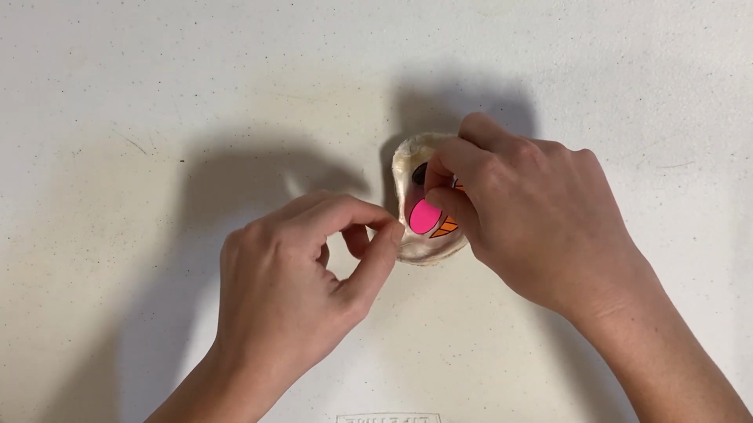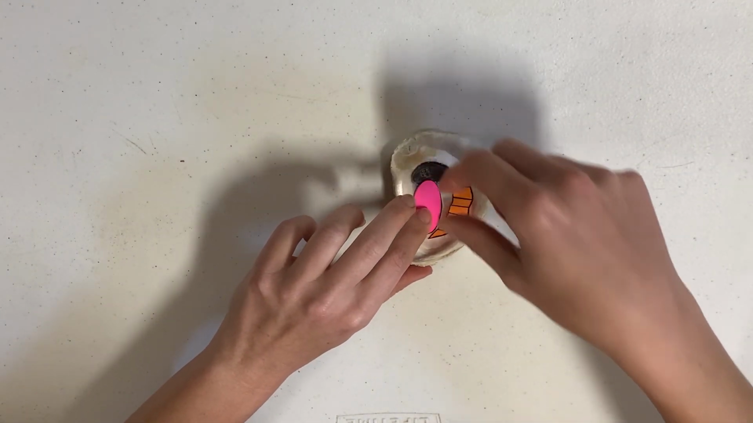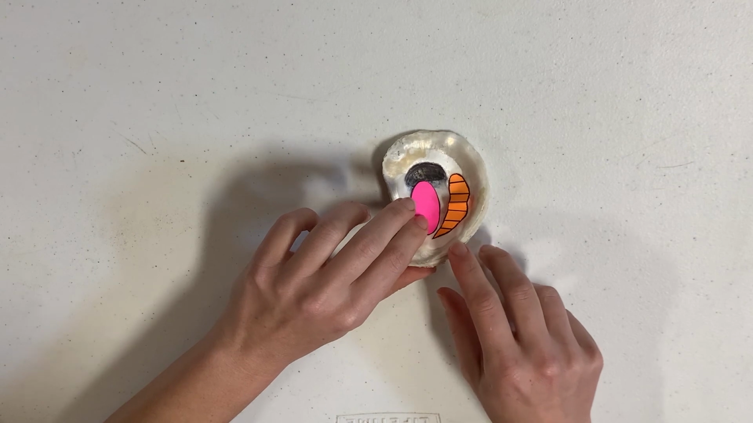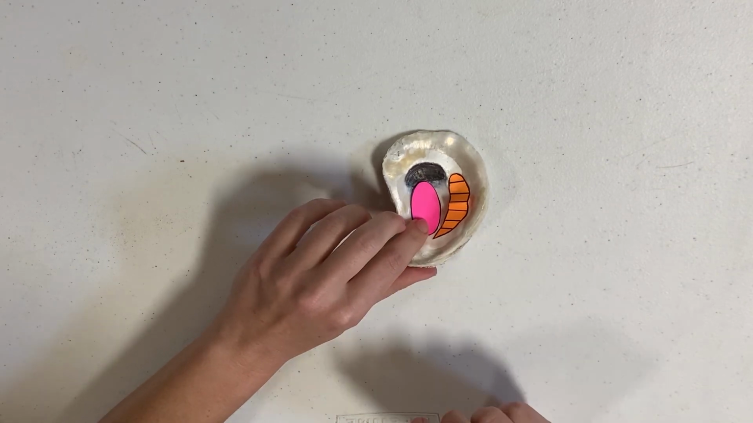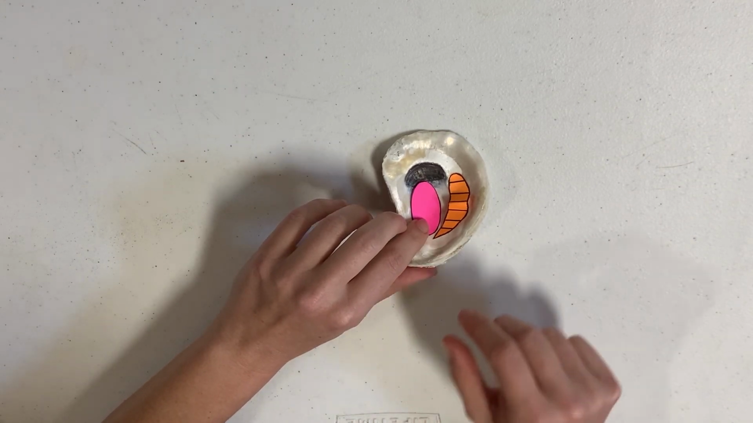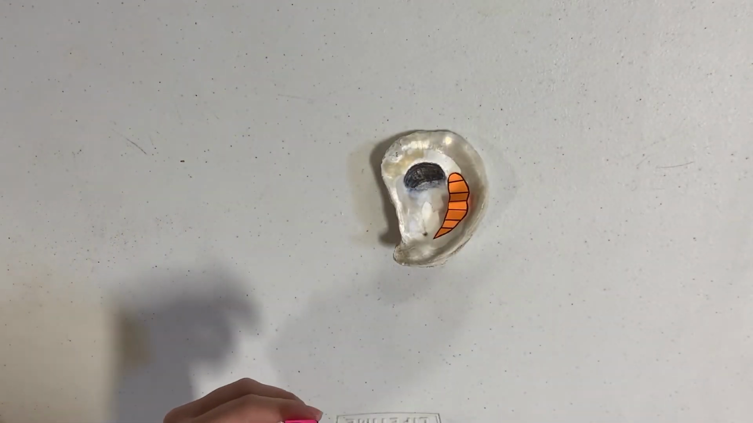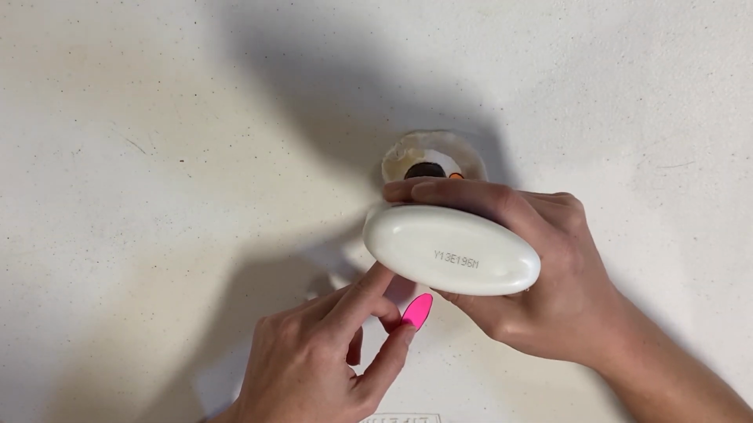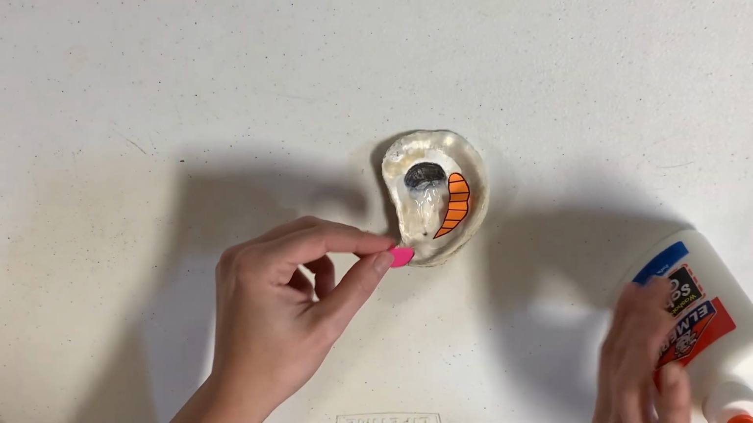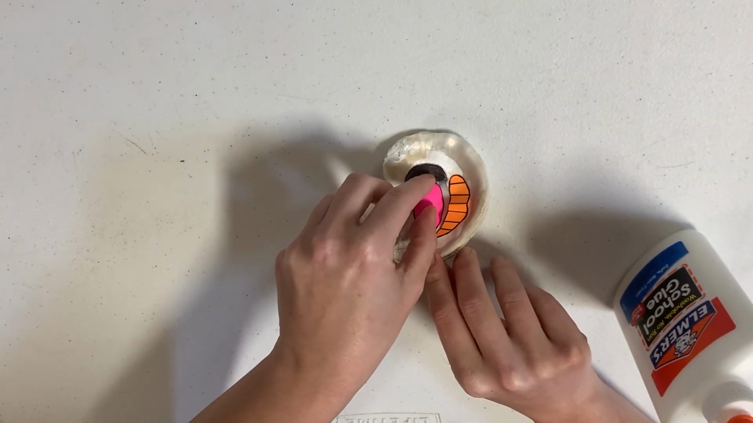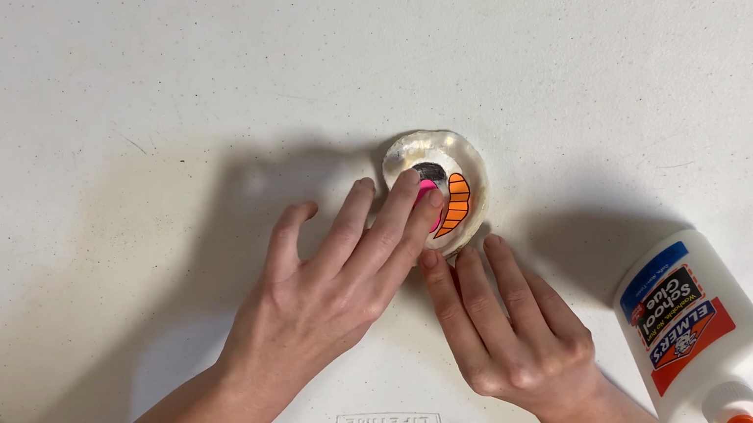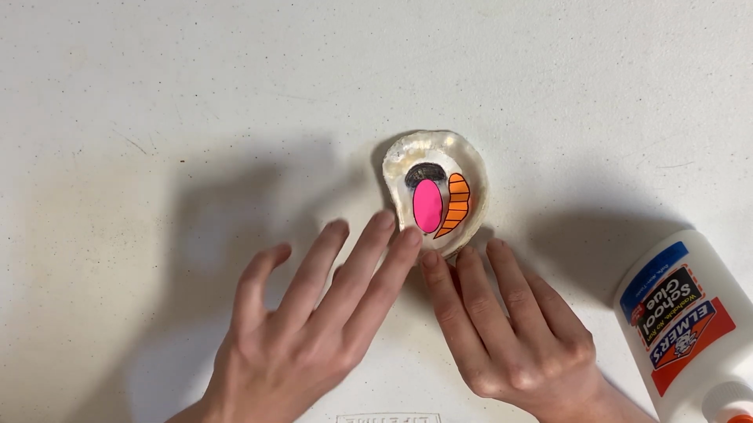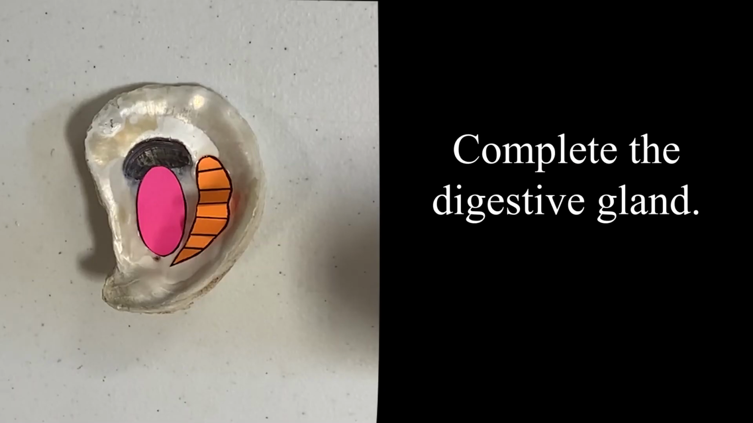The bottom of the digestive gland should almost touch the pointy end of the gill. Once again, we will place the glue on the shell first, and then put our piece of paper down. Pause the video now to complete your digestive gland.